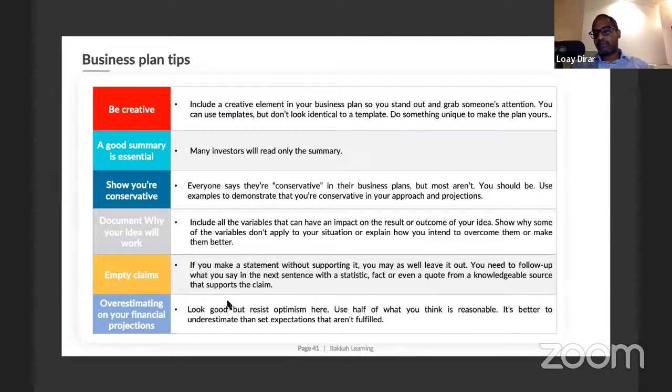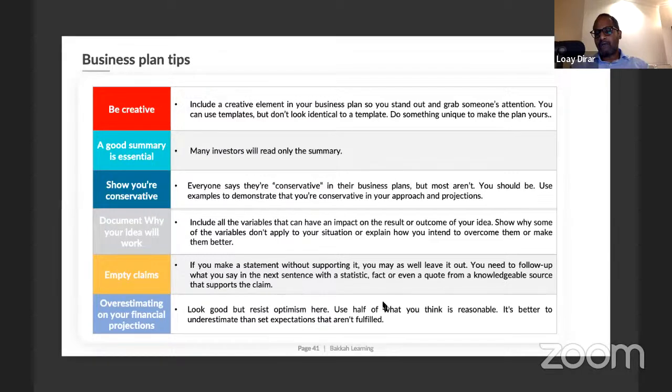Empty claims: if you make a statement without supporting it, make sure that you are supporting every single piece of information or numbers in your business plan with the right assumptions or accurate information. And this can be done easily by showcasing any kind of statistical information, any kind of diagrams or charts, or any kind of economic information that you gathered from the government that's going to help support your case.